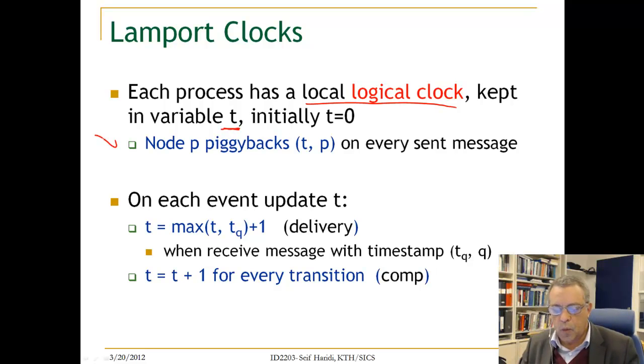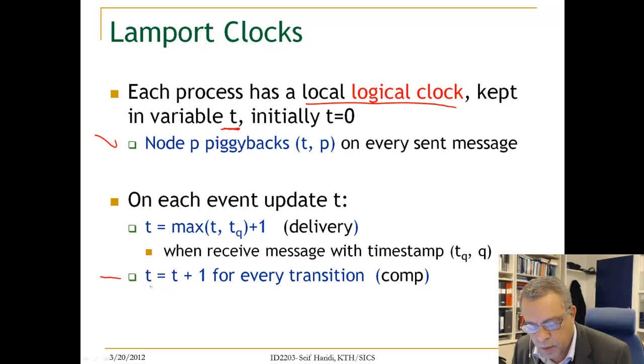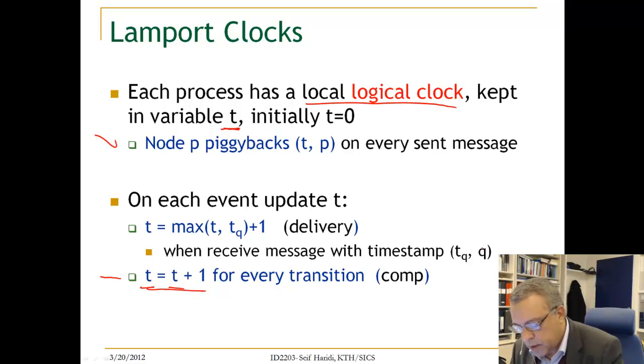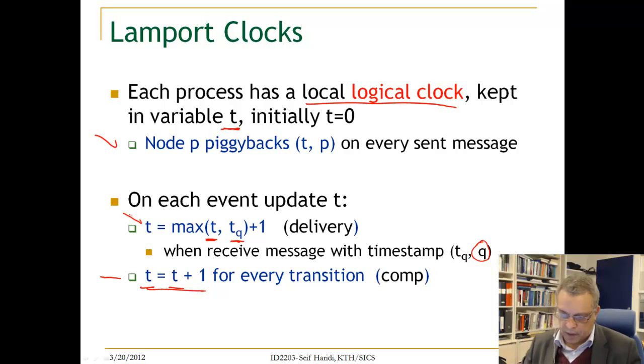When an event happens, we have two cases. If the event is a local event on a process, we increment the logical clock by 1. And if the event is a reception of a message from a process Q, then we compare our local clock t and the clock attached to the message. We take the max of these two and we increment by 1 to update our local counter, that is the Lamport clock.